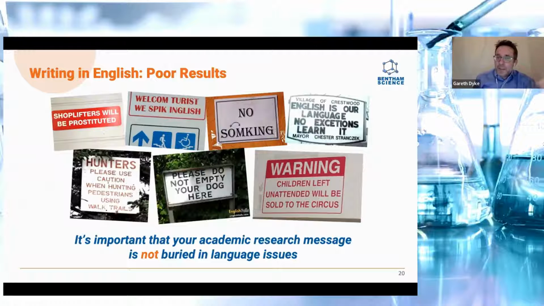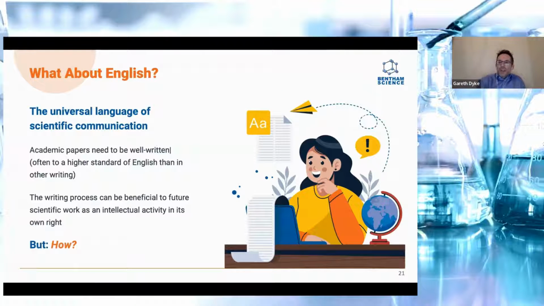And it's very, very important that your academic research message is not buried in those pesky language issues, because then when the paper goes for review, the editor or the reviewer is going to think, I can't fully understand this work. I'm going to send it back to the authors with a rejection. And of course, English is the universal language of scientific academic communication.